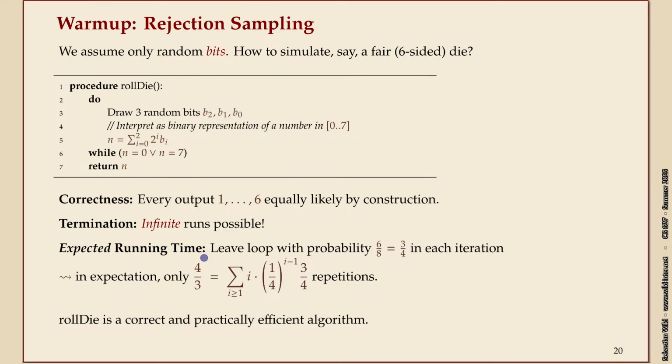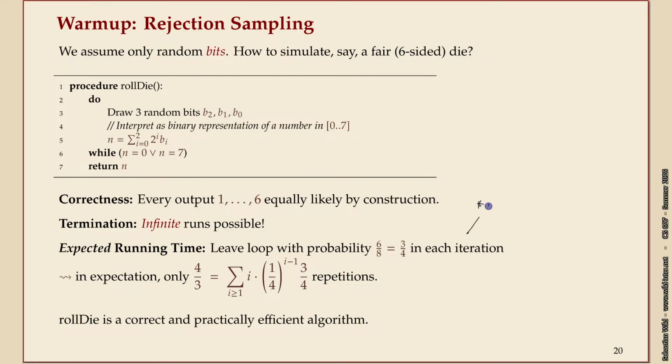So to prove that, you can compute the probability of doing another iteration of the loop. And here, the probability to leave the loop is 6 out of 8 options. So in 75% of the cases, we're done after 1 iteration. And in 75% of the remaining 25% of cases, we're done after 2 iterations. And so you see where this is going.